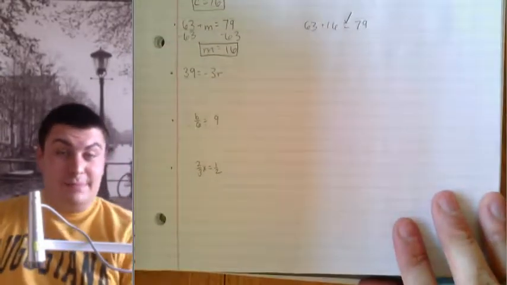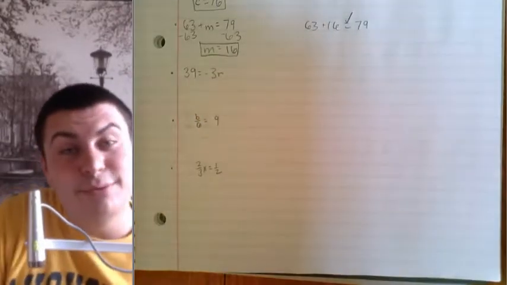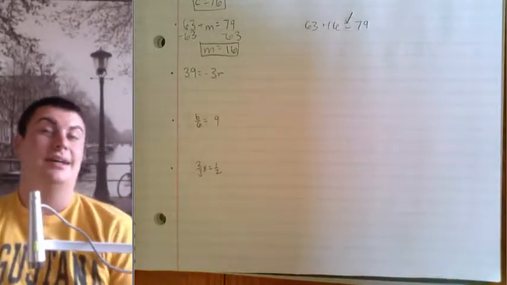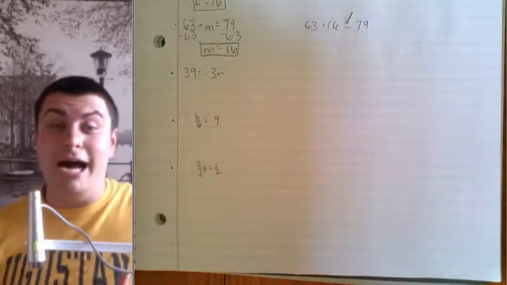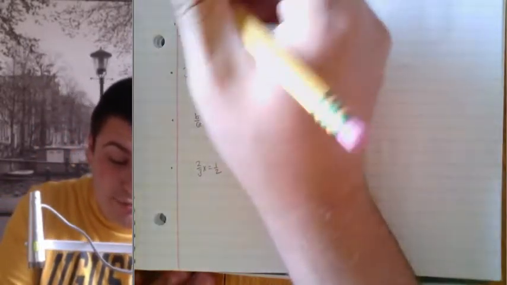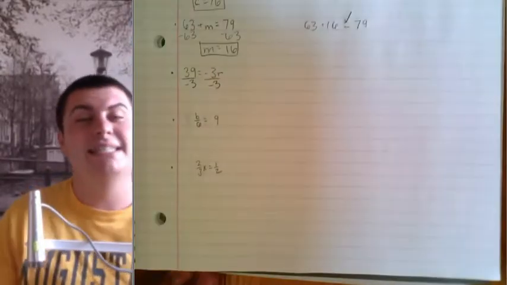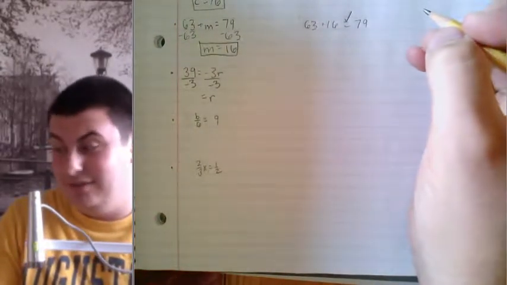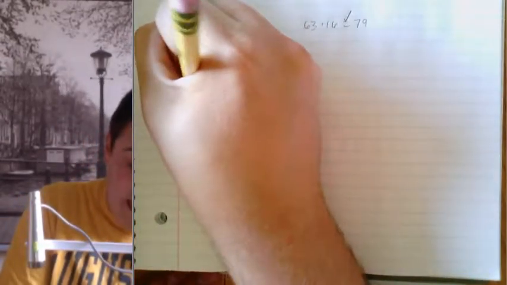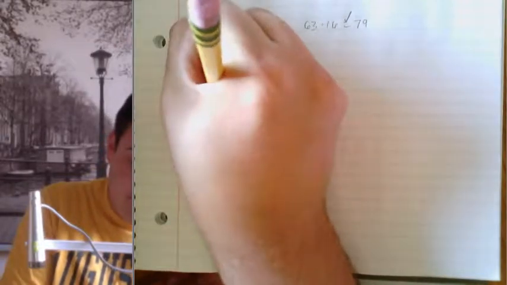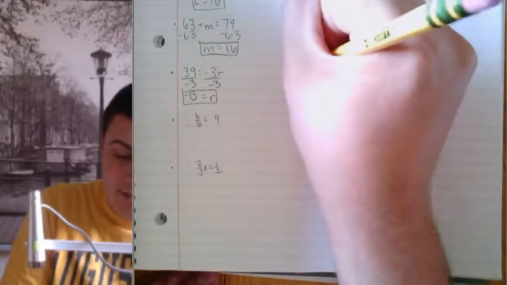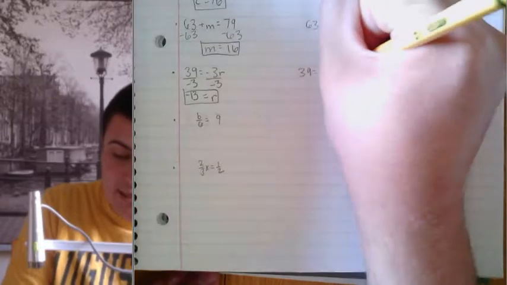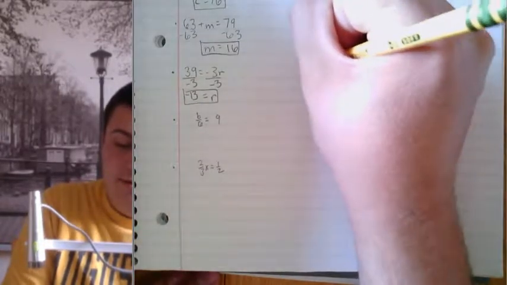Let's look at if we have multiplication. If we have 39 equals negative 3 times r. If we have multiplication, we're going to do the opposite and divide. So we're going to divide both sides by negative 3. Always these things happen to both sides. So then we're left with r equals 39 divided by negative 3. We're left with negative 13. Want to check? Does 39 equal negative 3 times negative 13? Oh yeah, it does.